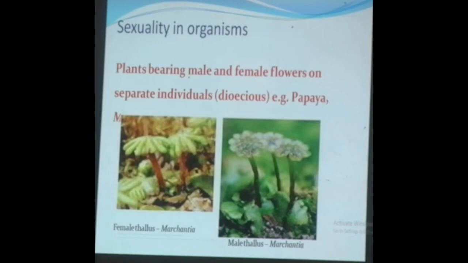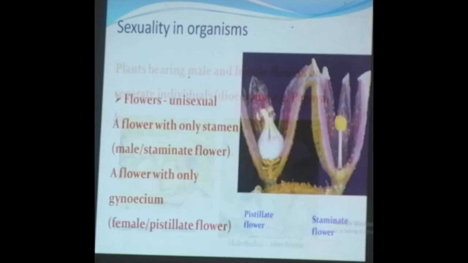Even in the case of Marchantia, what we can see is that the female thallus is different and the male thallus is different. And here even the papaya also, the male plant is different from the female plant, where the plants bear a male flower and a female flower separately. This is the sexuality of these organisms. They are named dioecious.